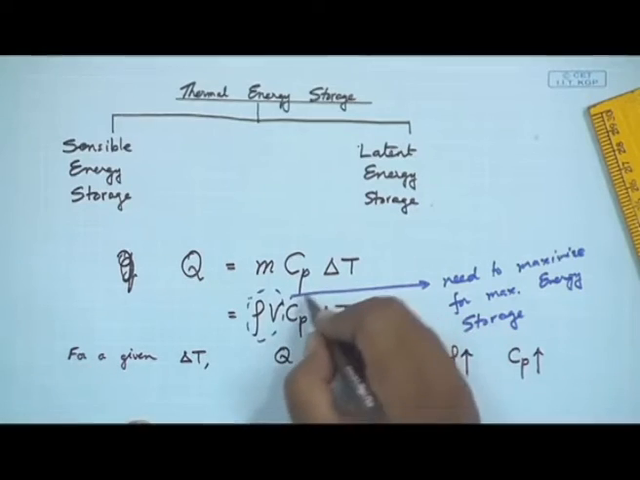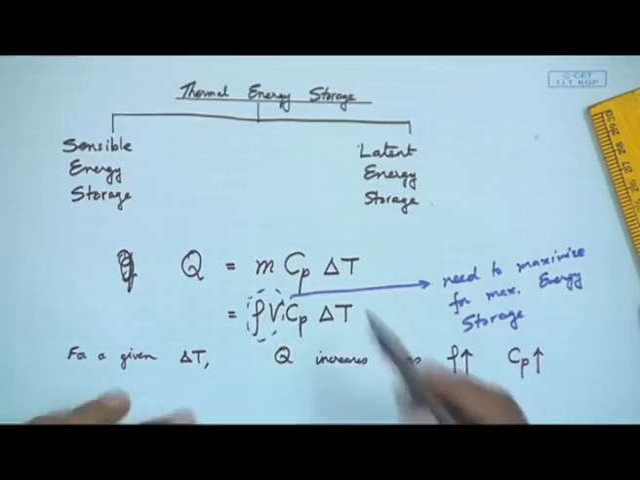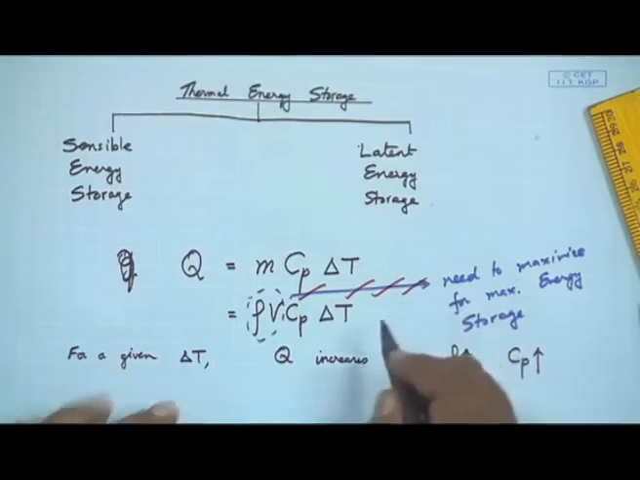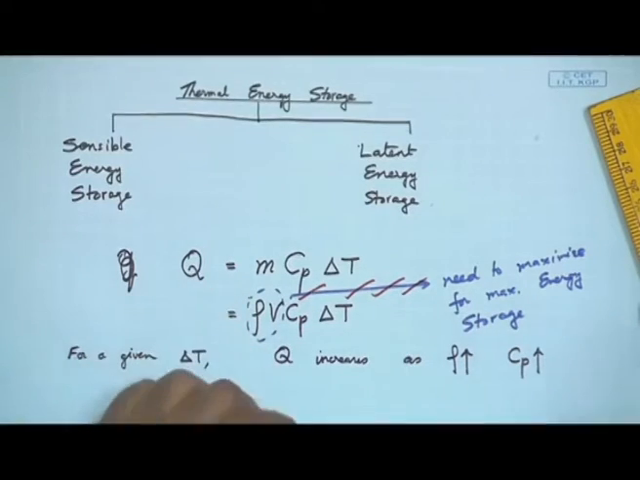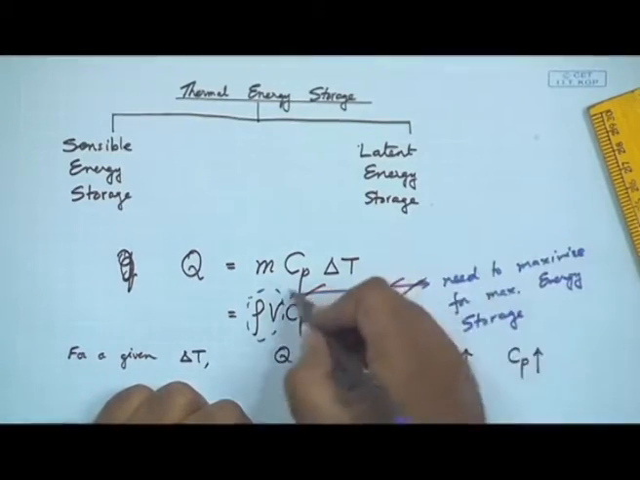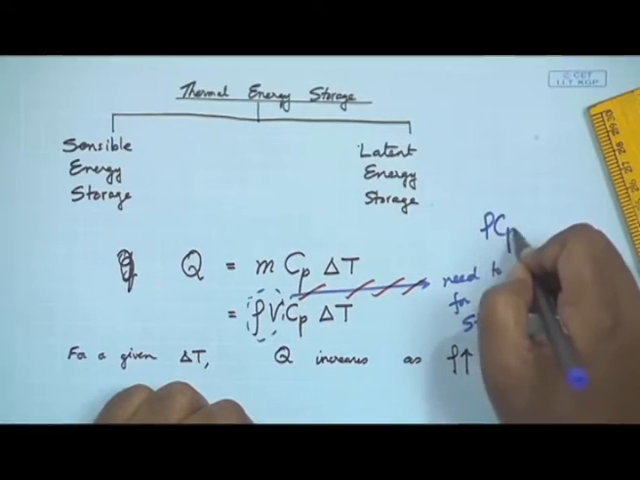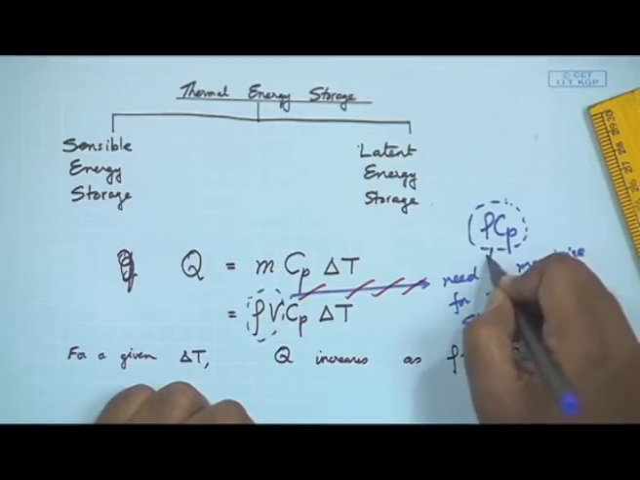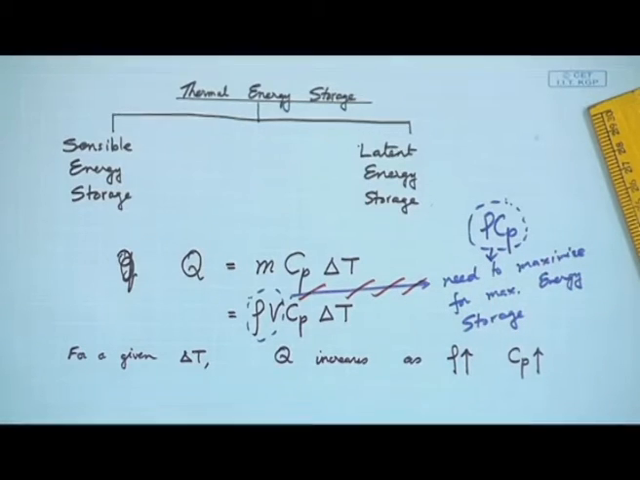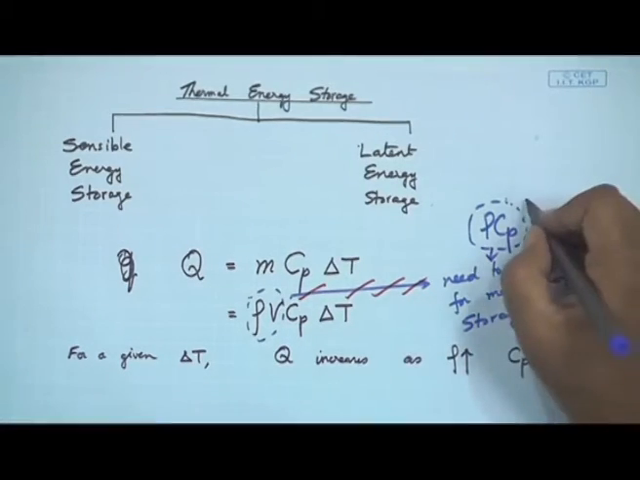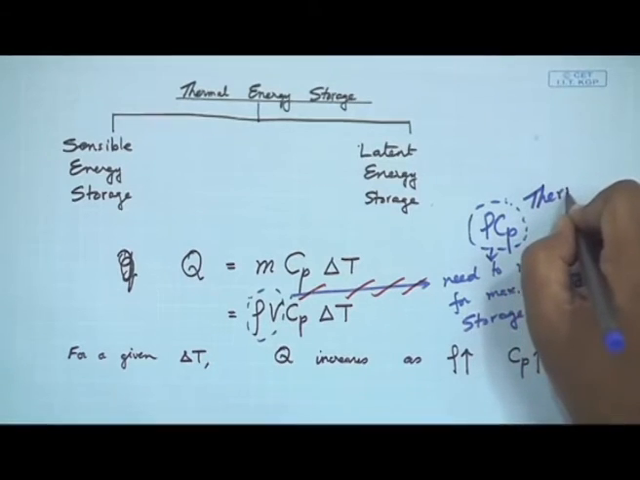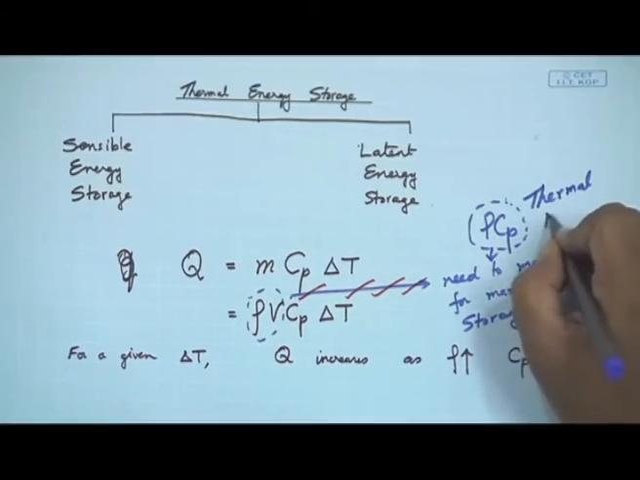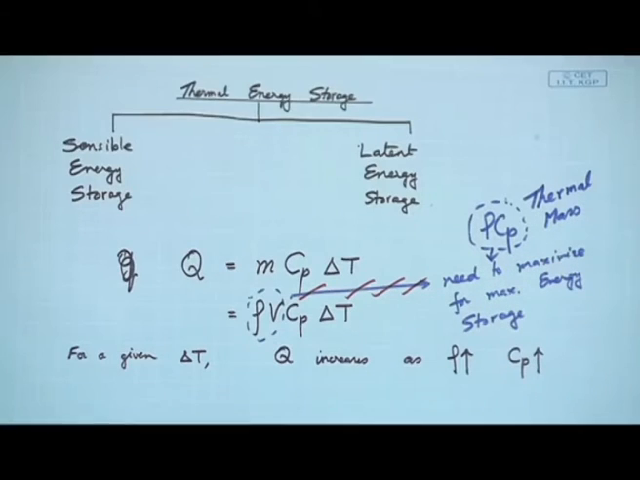So, please ignore what I wrote here. We want to maximize rho Cp, okay. This quantity needs to be maximized. This is the thermal mass, so this is what we need to maximize.